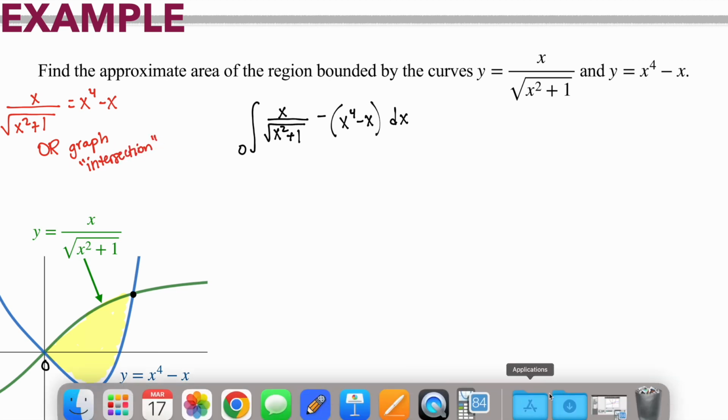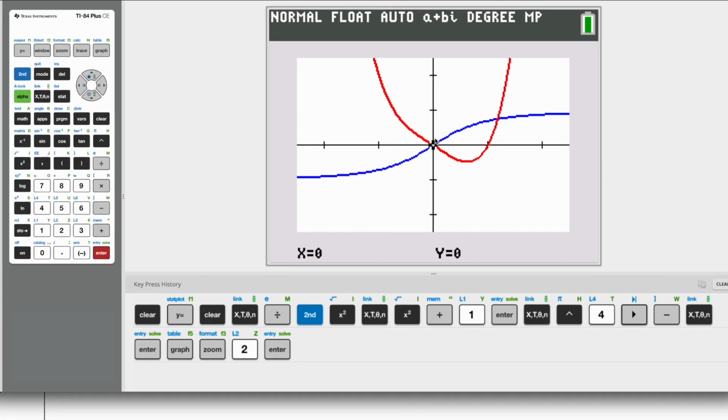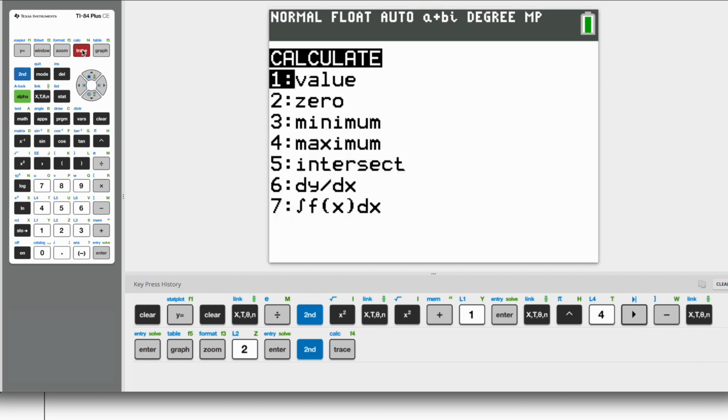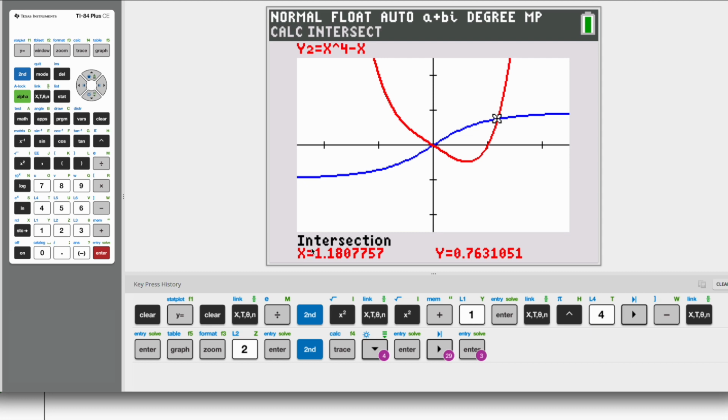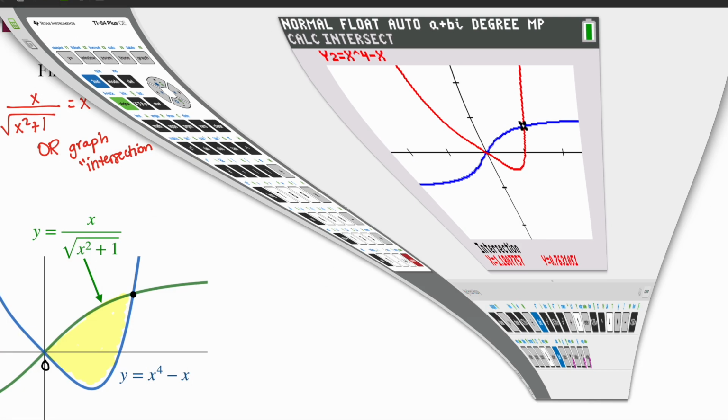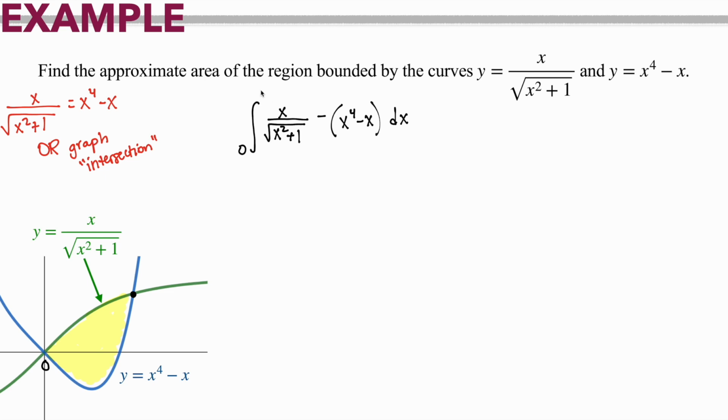So therefore, if we were to pull up the graph, we know that it crosses at 0, 0 of both of them clearly, but we need to find what this other point is going to be. So I'm going to find the intersection, and I need to toggle over close to that intersection. So I'm going to get close, I'm going to hit enter, I'm going to hit enter one more time, and hit enter one more time, and the answer is going to be 1.18. So I know that this number right here is going to be a 1.18.